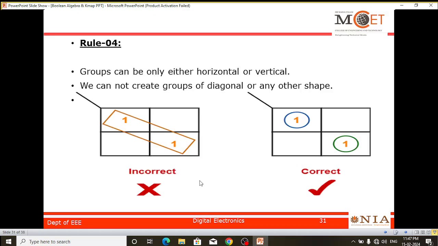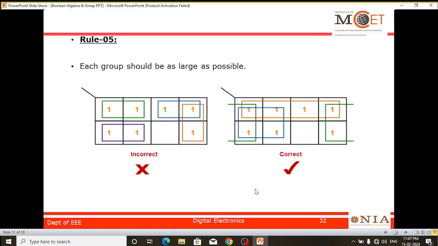Another rule: a group can be only horizontal or vertical. We cannot create a group that is diagonal or any other shape. See this figure, an example for the 2 input K-map structure with 1 1. This is possible and is a correct grouping, but this type of diagonal grouping is incorrect. So that's rule 4 for your K-map simplification.